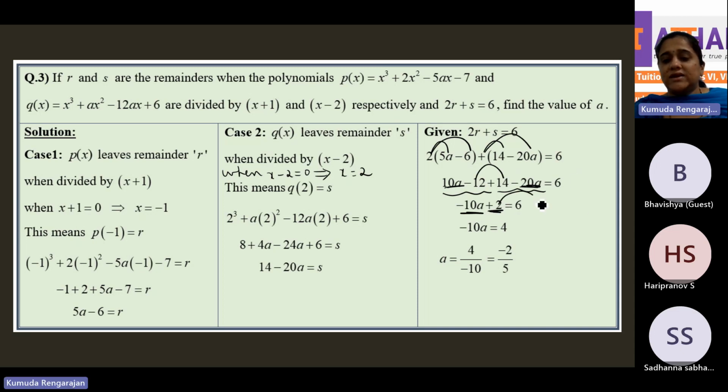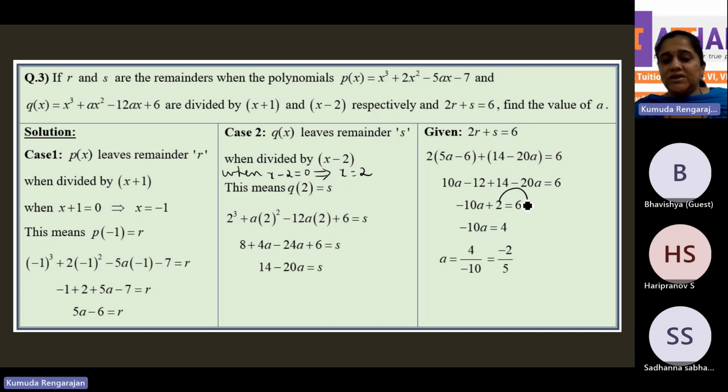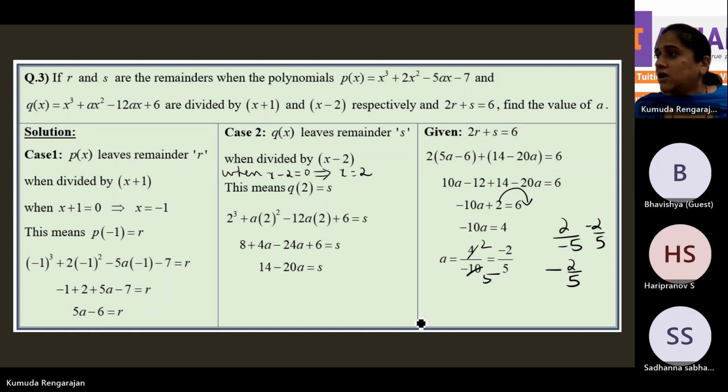Now take this to the other side. So minus 10a is equal to 6 minus 2, 4. So a is equal to 4 by minus 10. So 2 twos are 4, 2 fives are 10. So it is 2 by minus 5, or minus 2 by 5, or you can put the minus like this and write 2 by 5. Everything is fine. All right.